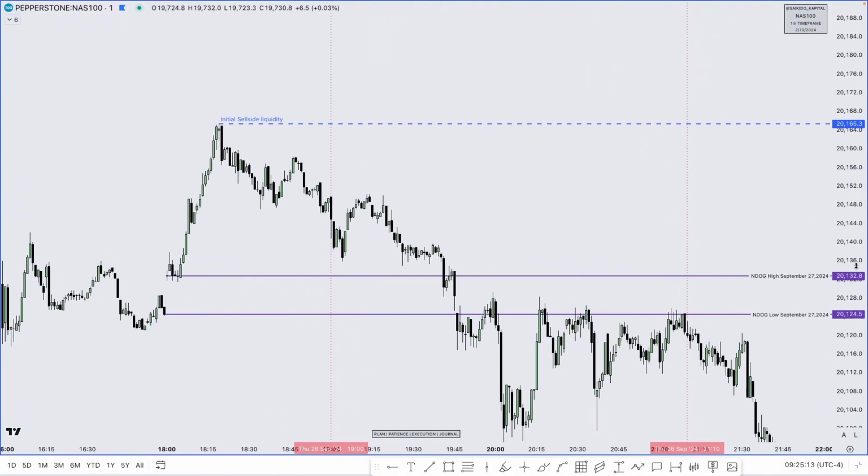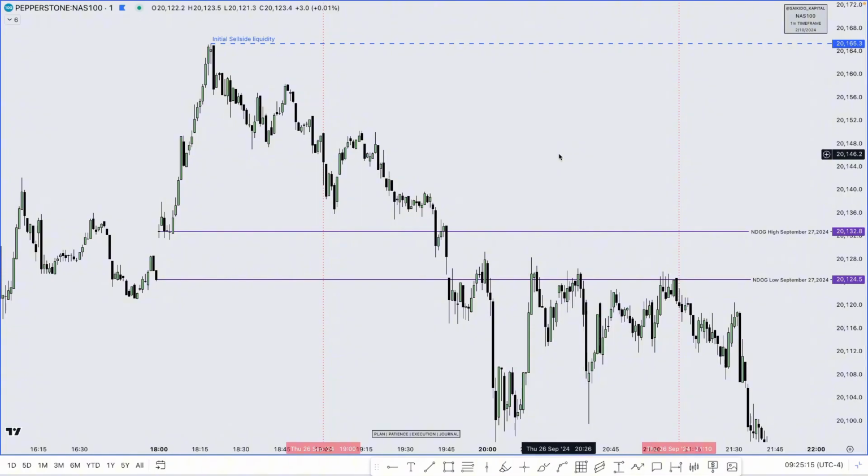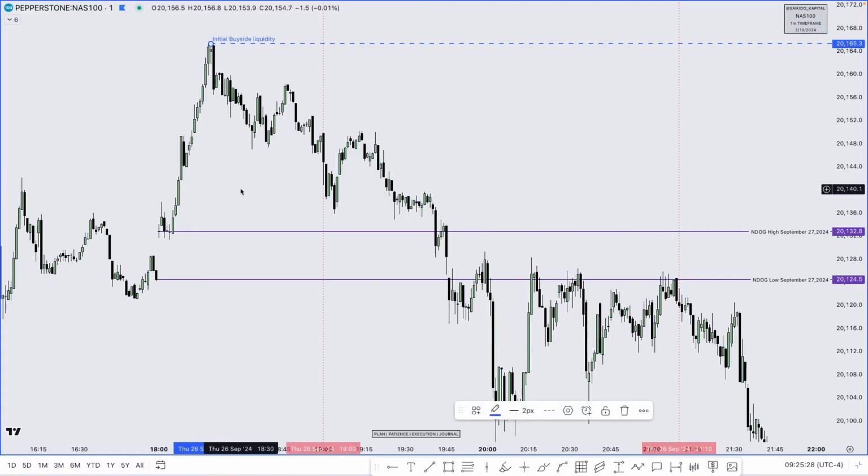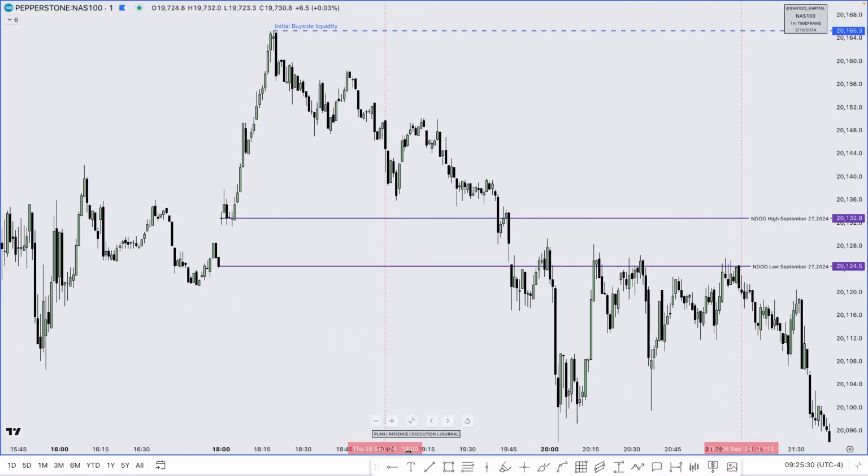Okay, what's happening here? Here we create an initial buy side, not sell side. This is an initial buy side liquidity. And then where is our initial sell side? So here is our 6. This is our 6 o'clock. So the new day opening gap low is actually the initial sell side liquidity in this case, okay?